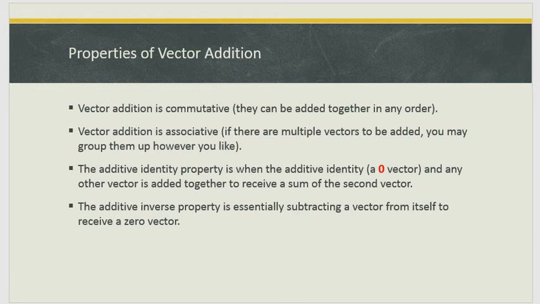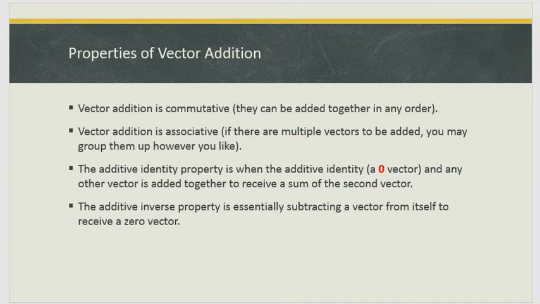The additive identity property is when the additive identity, a zero vector, and any other vector are added together to receive a sum of the second vector you added. So basically, vector 1 plus vector 0 equals vector 1. There you go. And the additive inverse property is essentially subtracting a vector from itself to receive a zero vector.